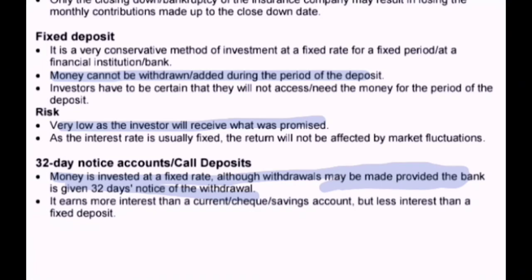32-day notice accounts or deposits. Money is invested at a fixed rate, although withdrawals may be made provided the bank is given 32 days notice of the withdrawal. So in this investment, if ever you want to withdraw your money, you must give the bank 32 days of notice. The risk of it: it has low risk, as investment plus interest will be paid out on the maturity date of the investment, so it is no risk because they will pay you the way you say.